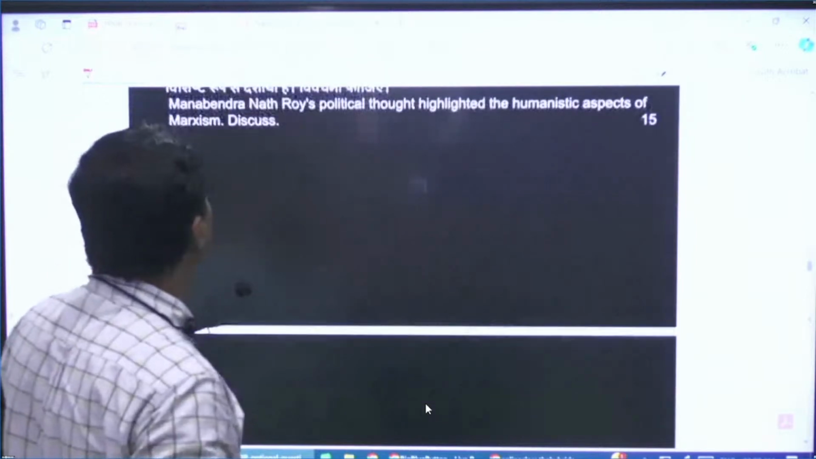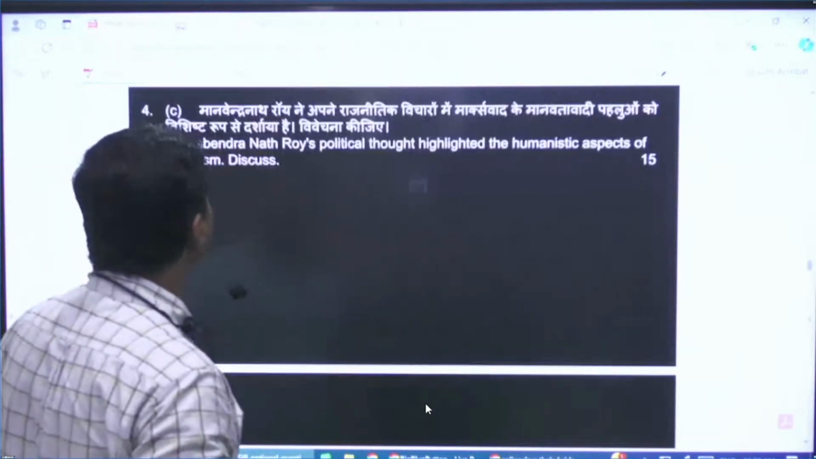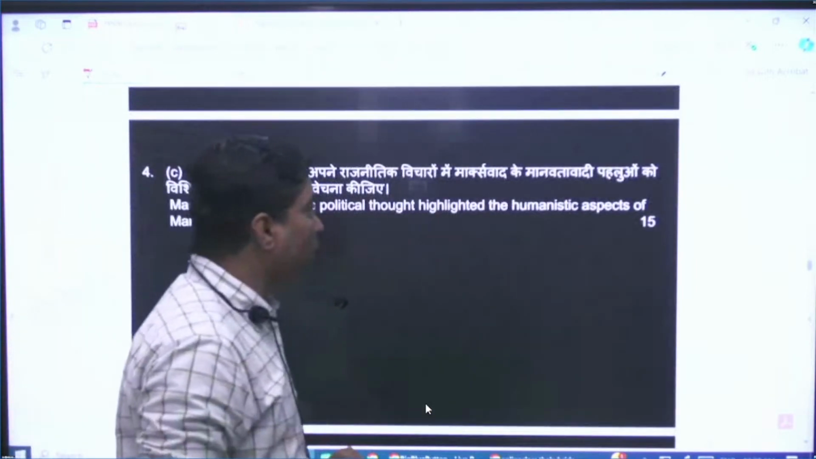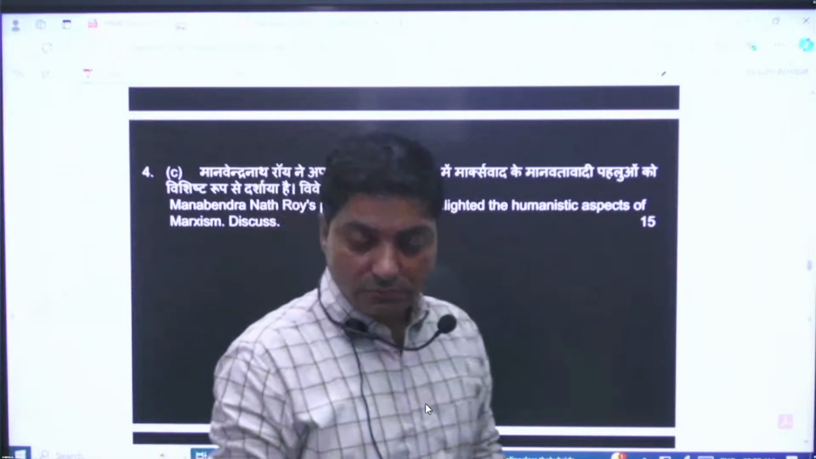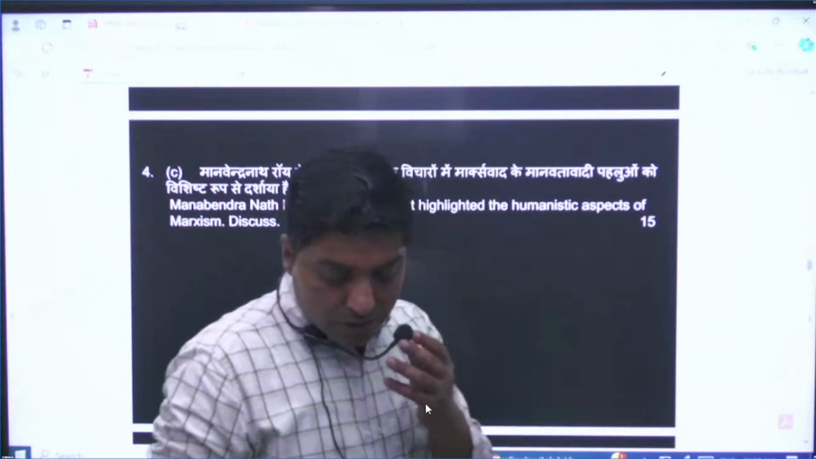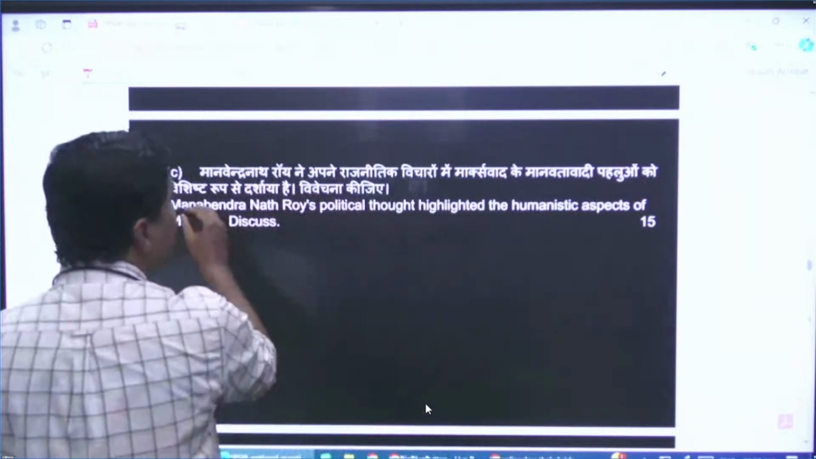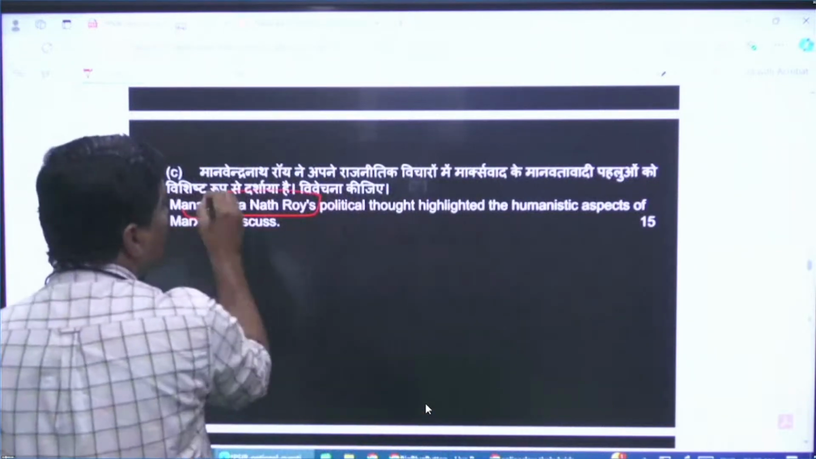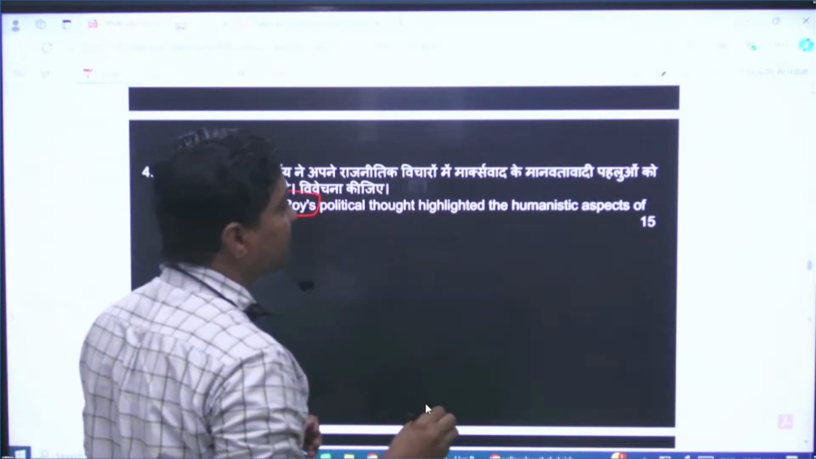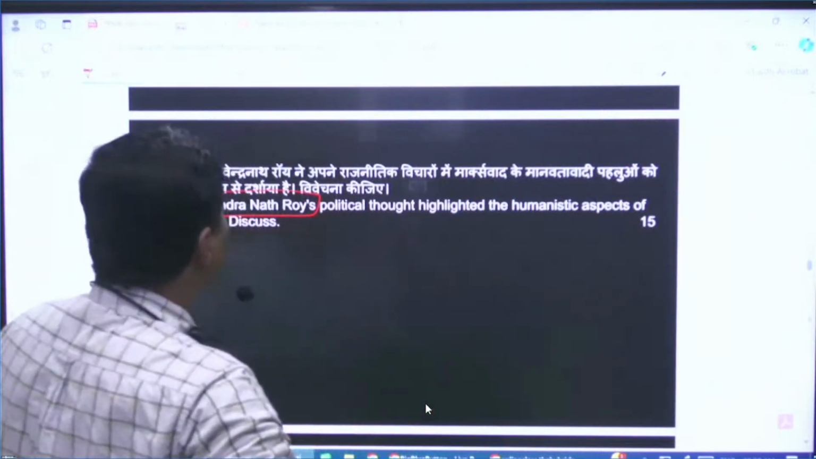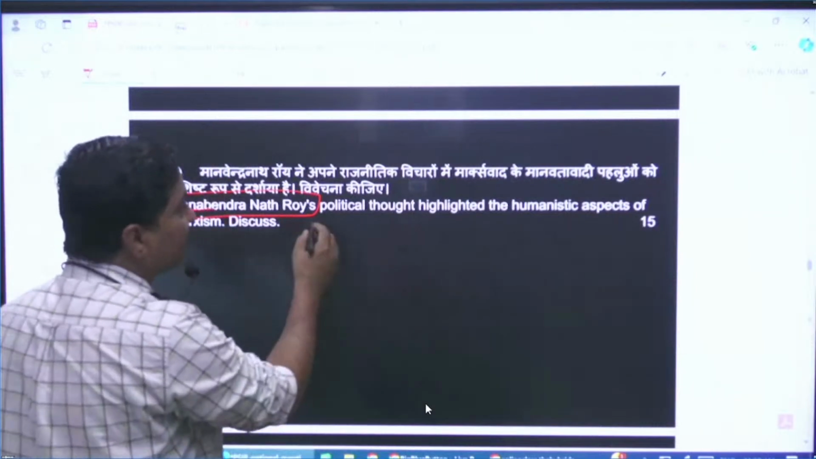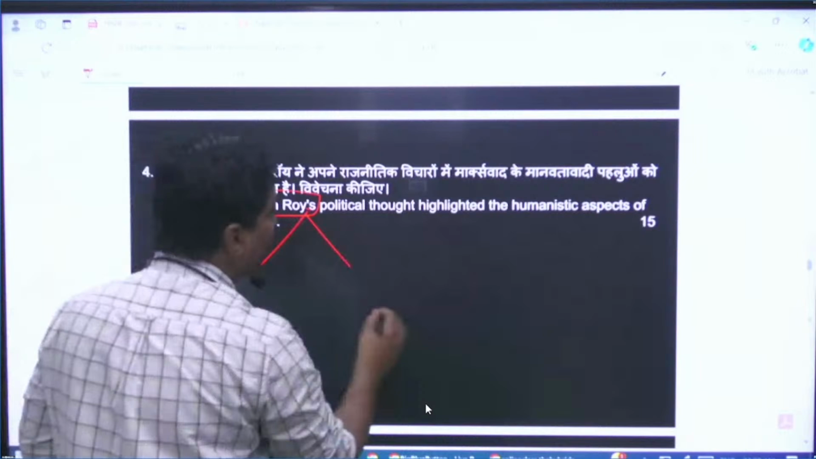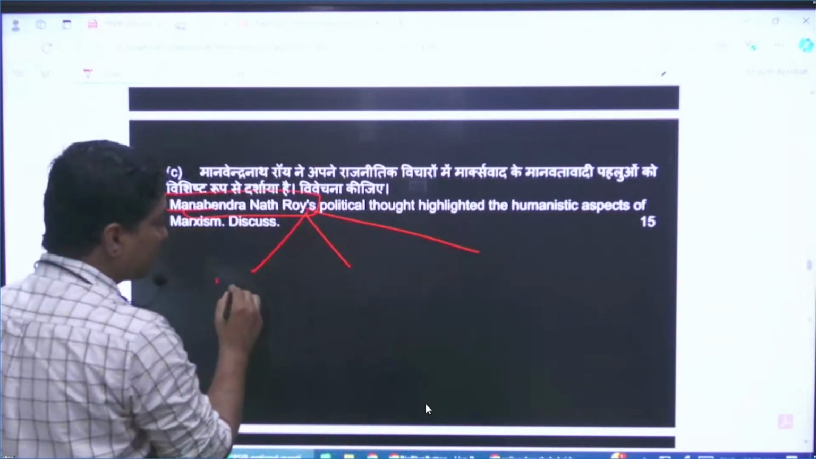Now the fourth question, that is Manvendranath Roy's political thought, highlighted the humanistic aspects of Marxism. Now, Manvendranath Roy was a great Marxist and leader in India's freedom struggle, right? His life can be divided into three parts. One was he was a revolutionary.